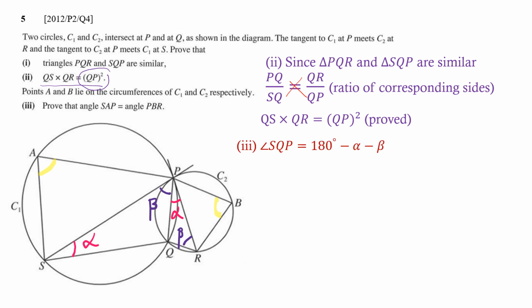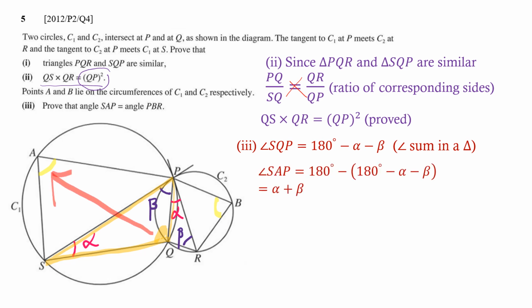So I can find SQP by taking 180 minus alpha minus beta. Where is my alpha, where is my beta? We use this triangle SQP first, to find this angle here. That will be 180 minus alpha minus beta, angle sum in the triangle. And then with that, I can use angle in opposite segment to find SAP. Okay, so I settle with SAP.